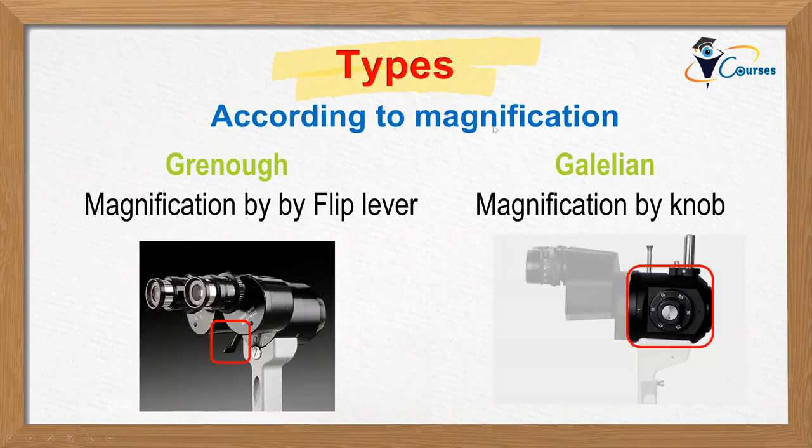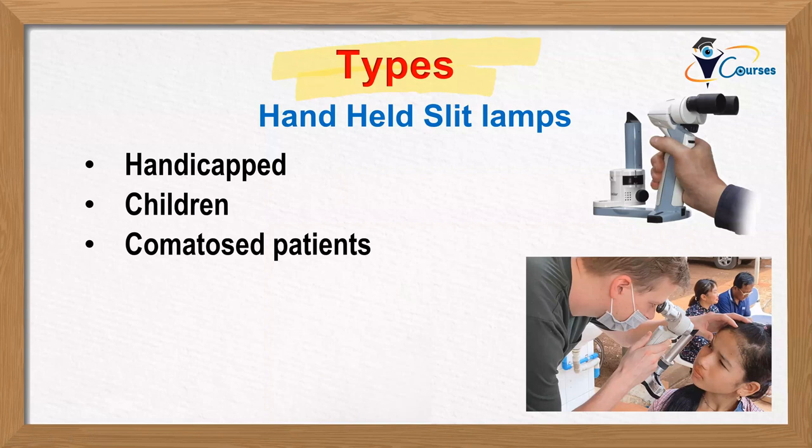According to the magnification, slit lamps can be divided into two types. The Greenough type, in which the magnification is changed by a lever. This is a flip lever that you switch right and left to increase or decrease the magnification. Or, as most slit lamps now do, the magnification is changed by a knob, which utilizes the principle of a Galilean telescope, as we are going to see now. Other types of slit lamps are the handheld slit lamps, which can be used for handicapped patients, for children, for uncooperative patients, and for comatose patients.